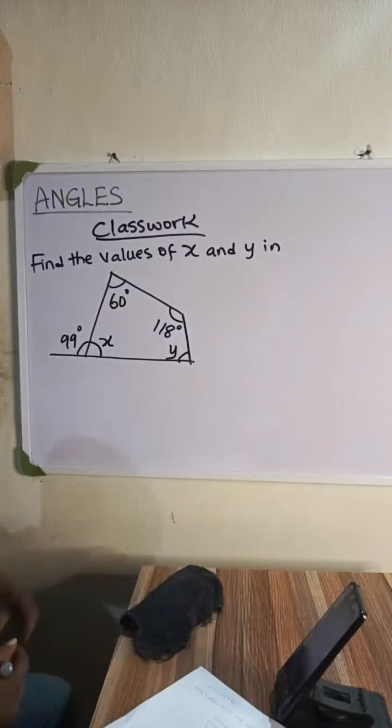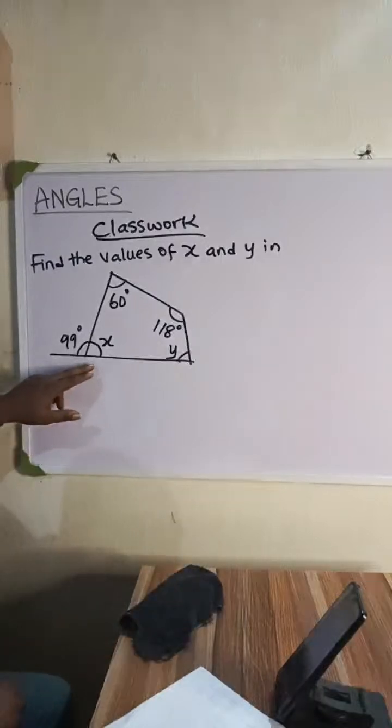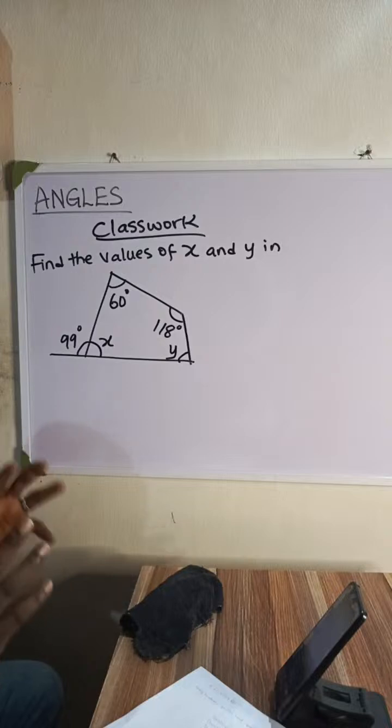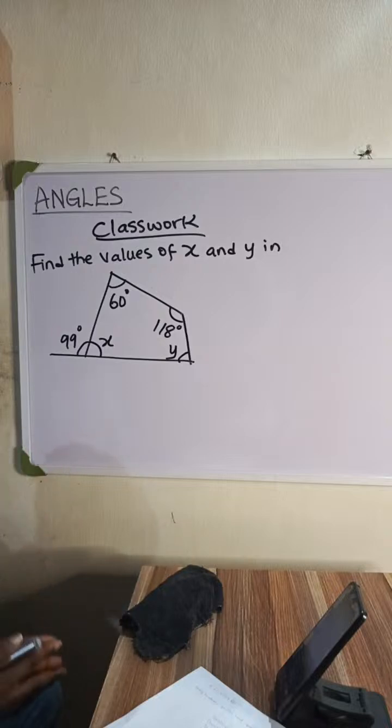So now I want to ask a question. How did you guys get x? Which of the principles did you use to get x? So that we will know the principle, because you need to identify the principle you're going to use to get each of the values. So which principle did you use to get x?